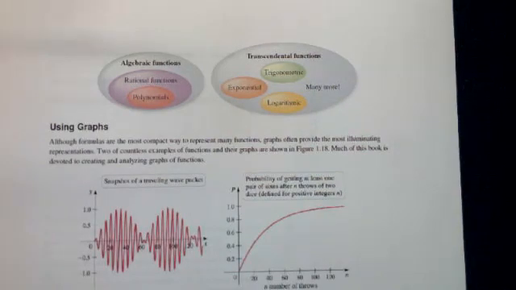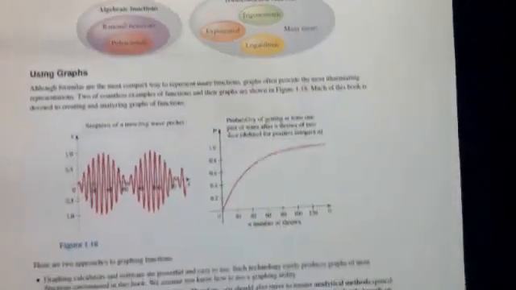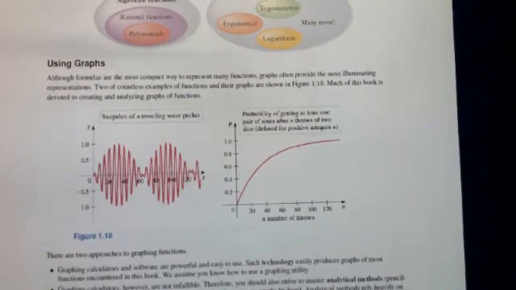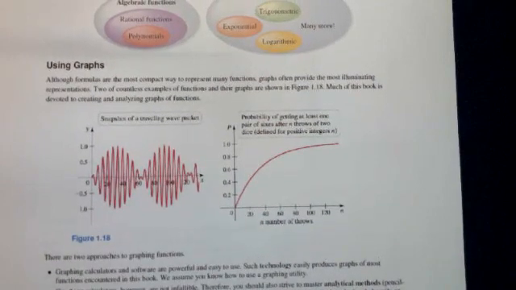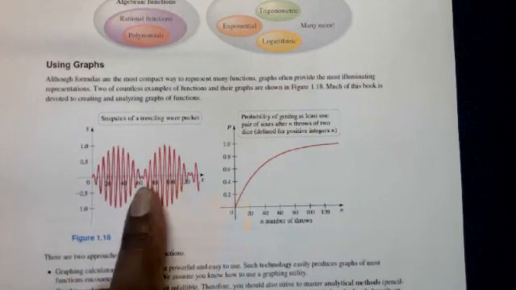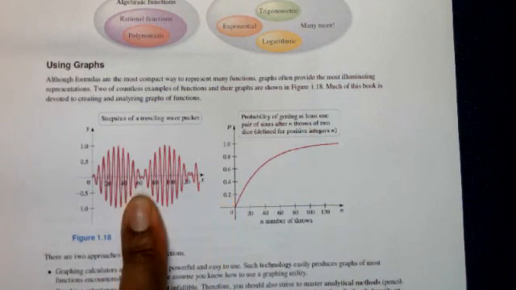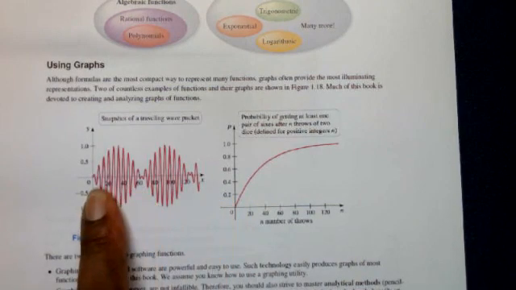All right, next we'll look at using graphs. In this case, formulas may be the most compact way to represent functions, but graphs often provide the most illuminating representations. Here are a couple of examples where you have graphs, like the snapshot of a traveling wave packet.